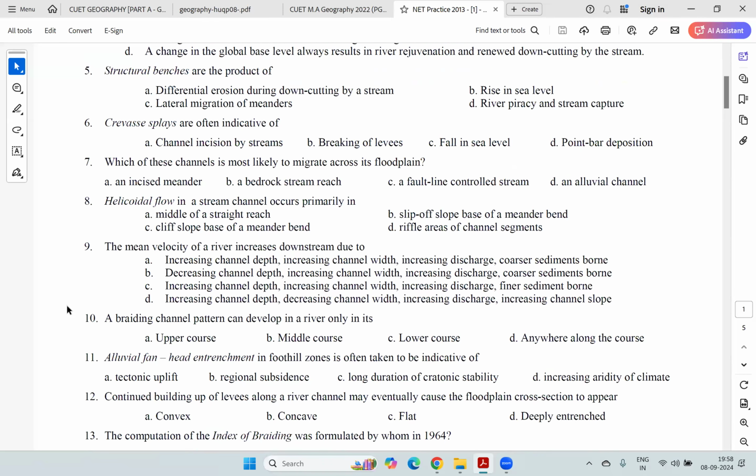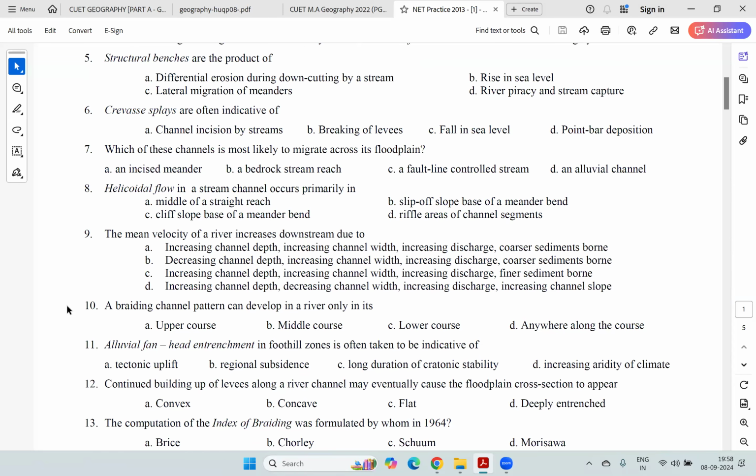Okay. Then a braiding channel pattern can develop in a river only where?